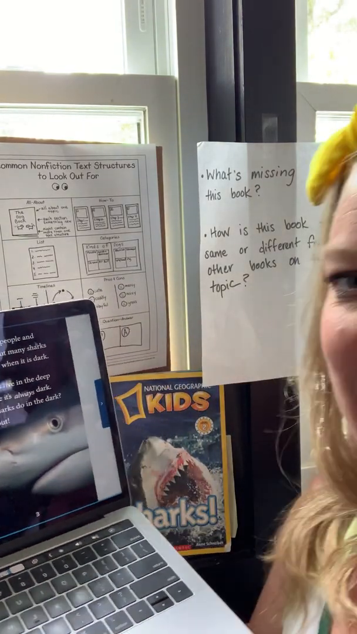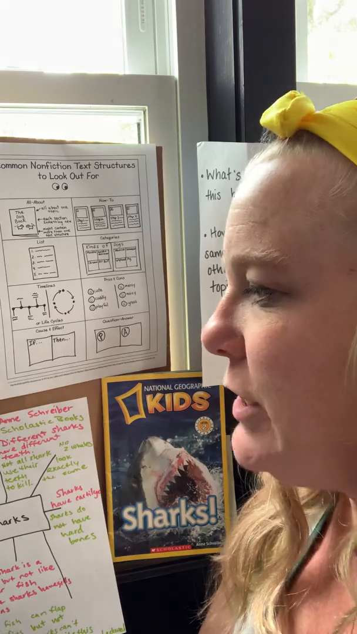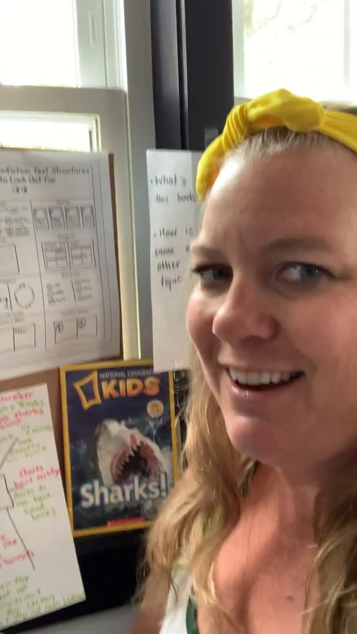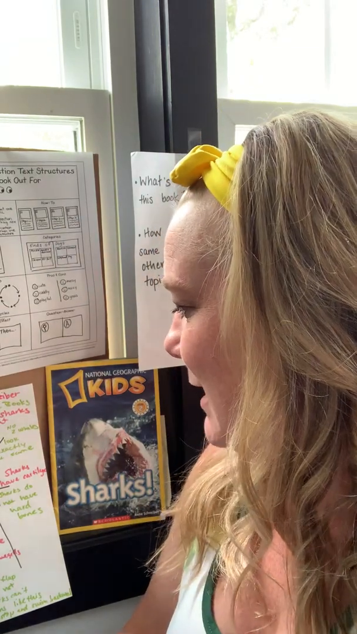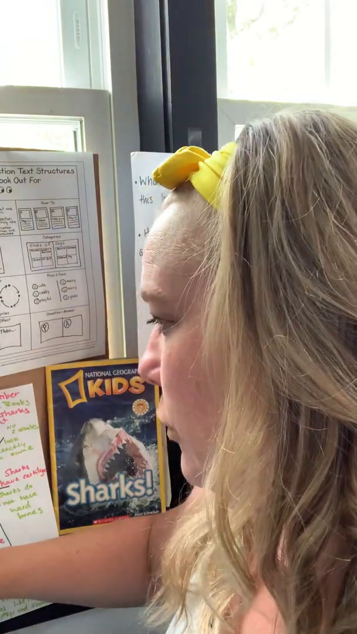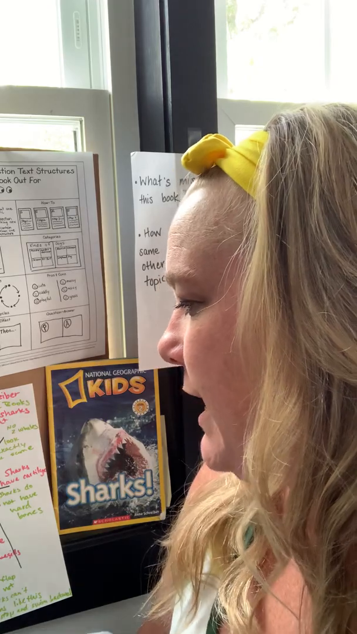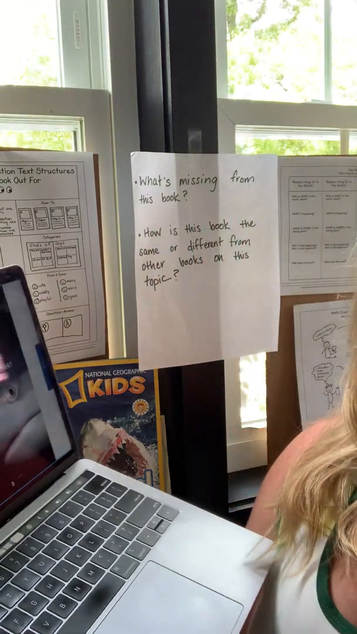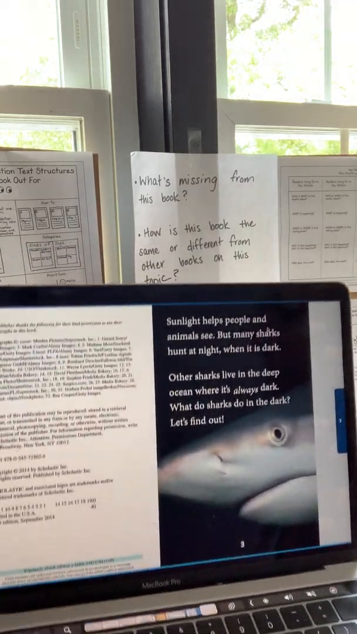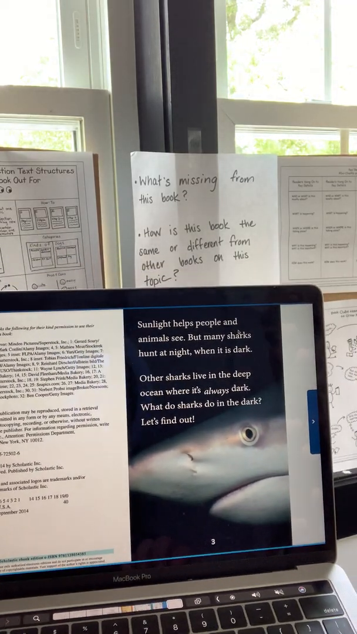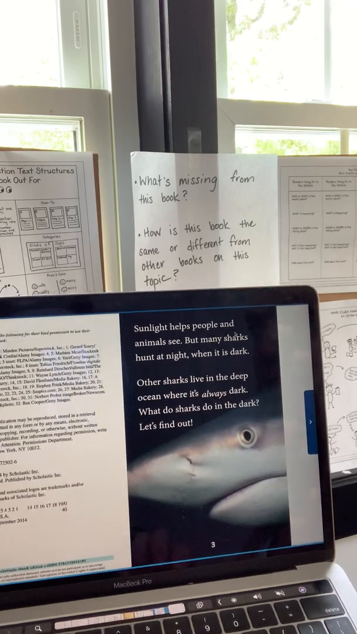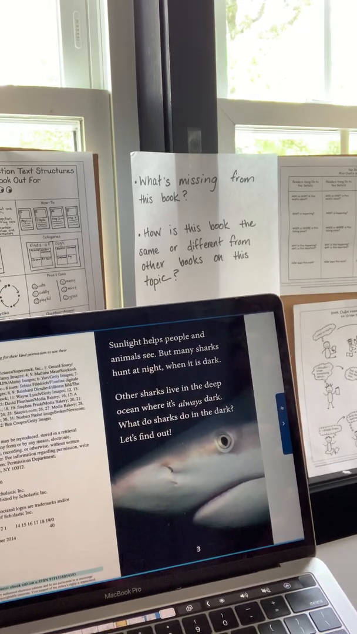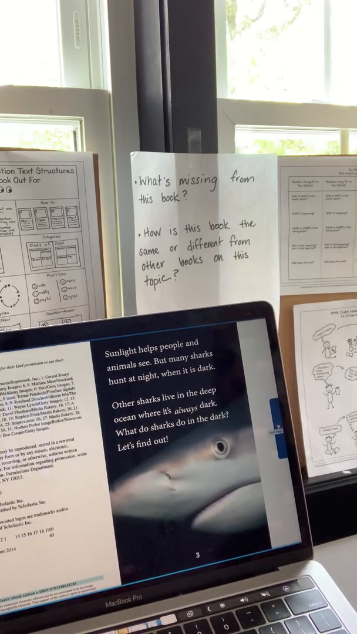I was thinking the same thing, that we learned about sharks living in the deep ocean in our other books, when we talked about the shark skin, that some sharks light up like lantern sharks, and we know that some do live in the dark. So I think that this author is going to teach us a lot more about that. So that is the same as the other books we've read.